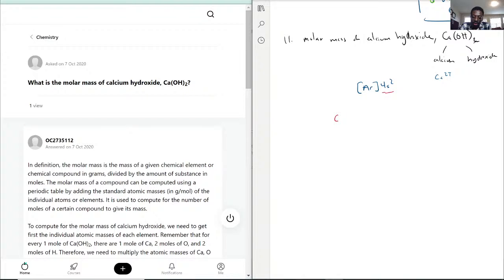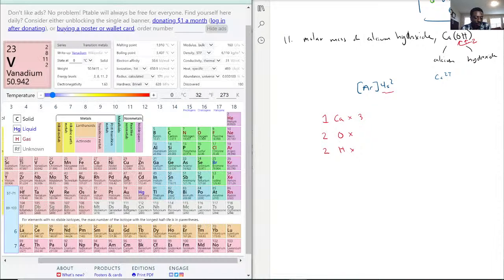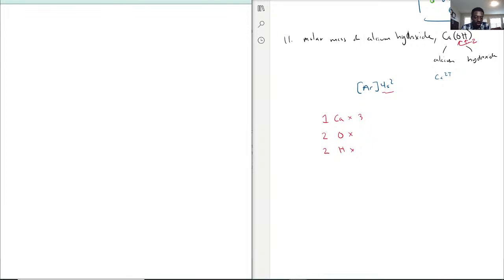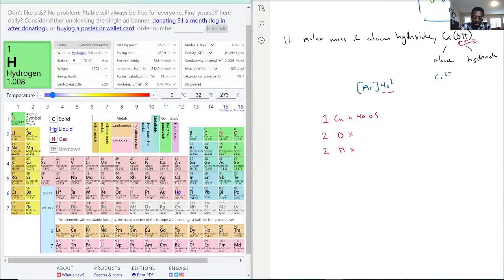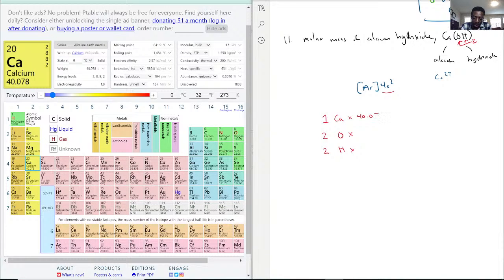Now they ask for molar mass, so we have 1 calcium plus, now this 2 gets applied to both elements in that bracket, so it will be 2 oxygen and 2 hydrogen. For calcium it's like 30 something, but I don't want to mess it up, so it's 40.08, sorry. Let me actually double check and make sure. Okay, calcium 40.078, so that's the value we're going to use here. Oxygen is 15.999 and hydrogen is 1.008.